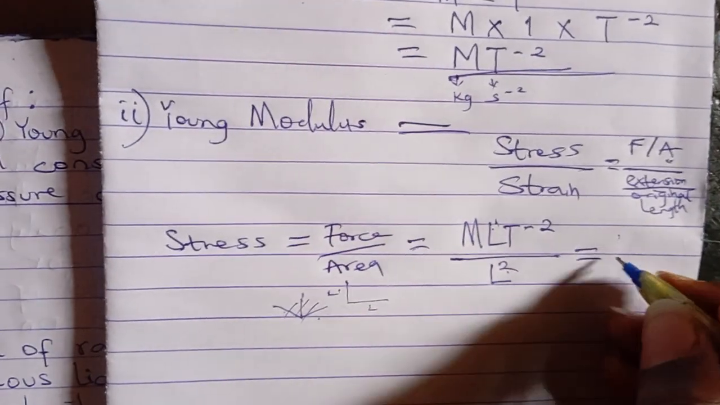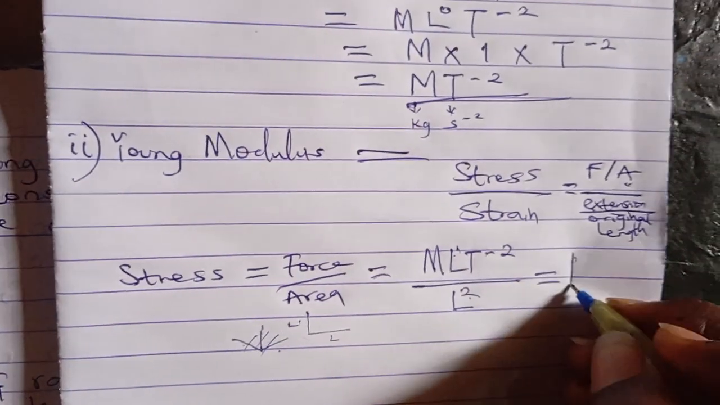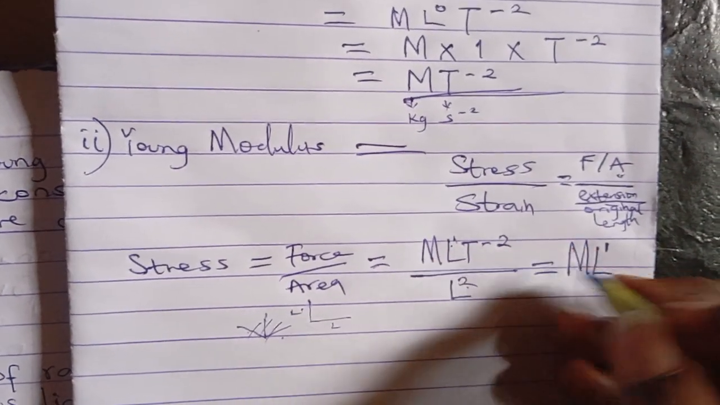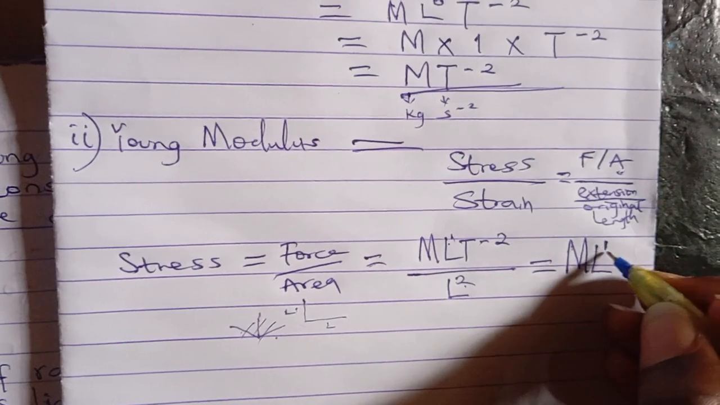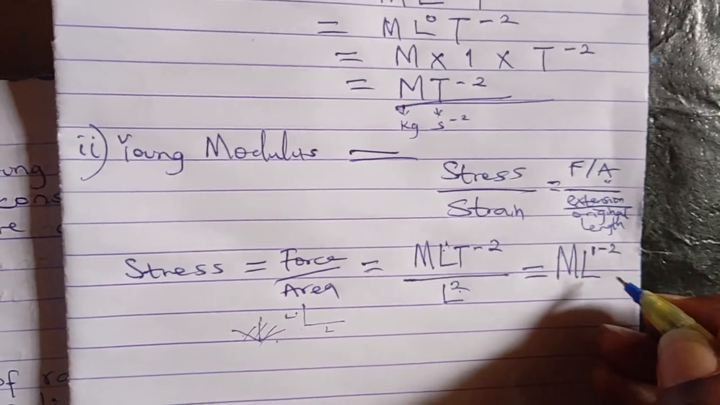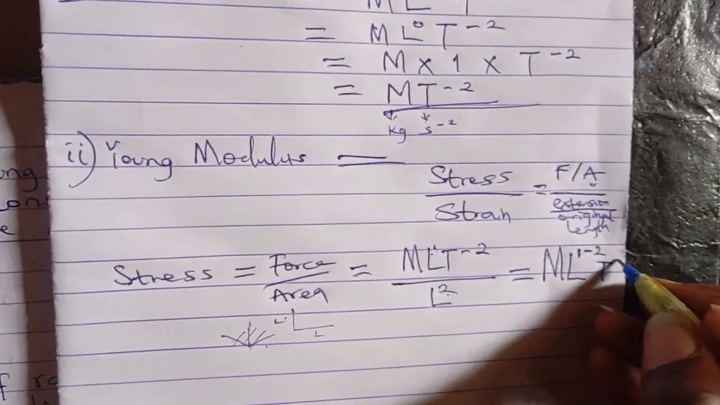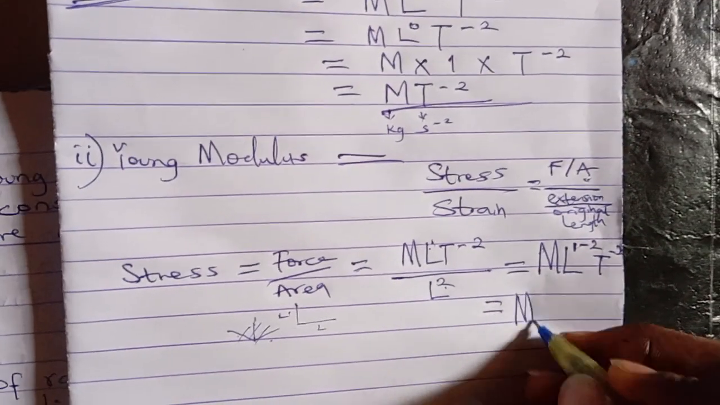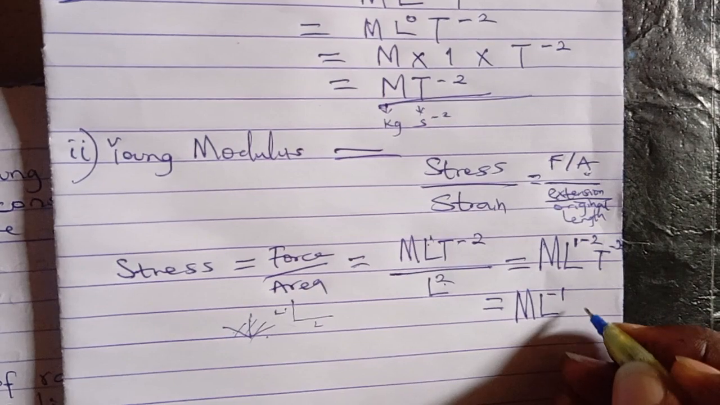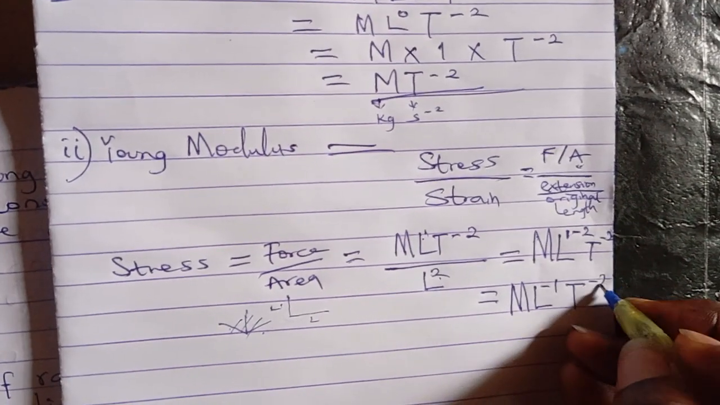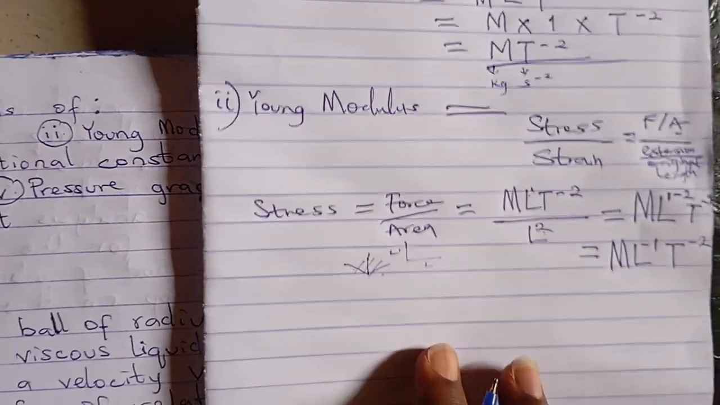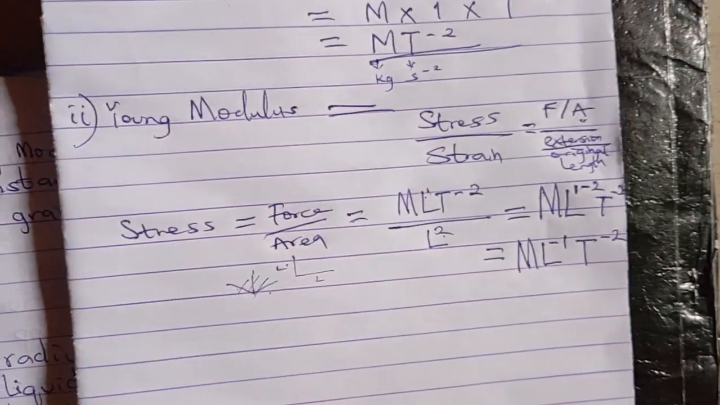So applying the division law of indices, since the bases are the same, you subtract the powers, so T^-2, so that this now becomes ML^-1 T^-2. So that is for stress. That is the dimension of stress.